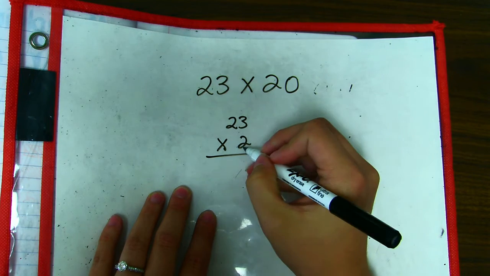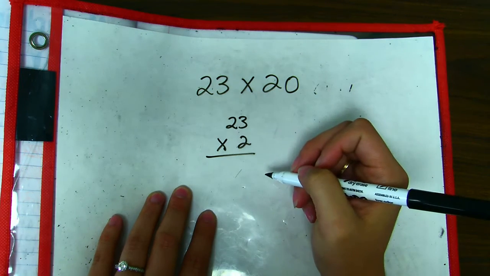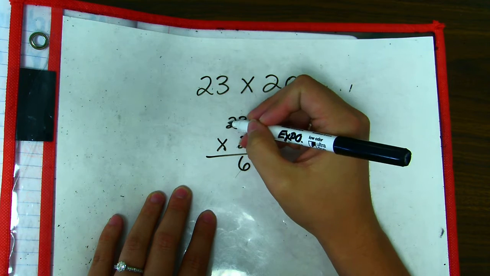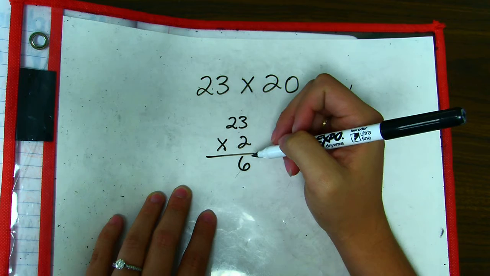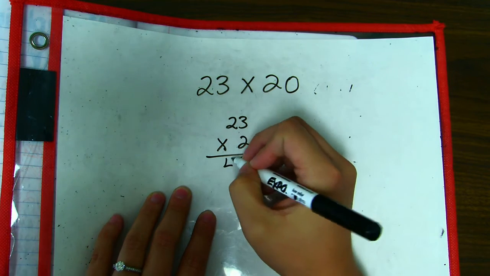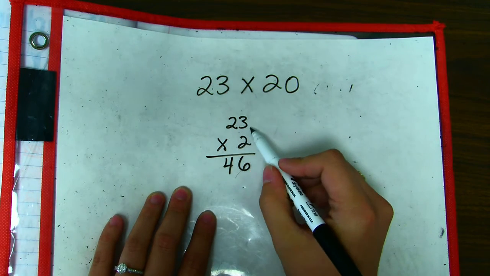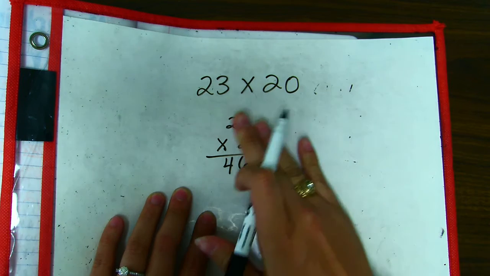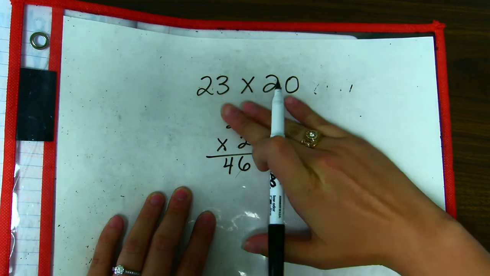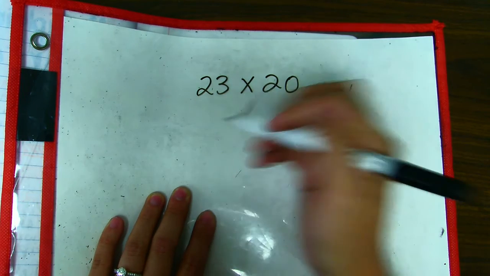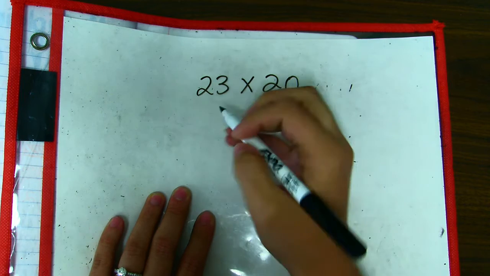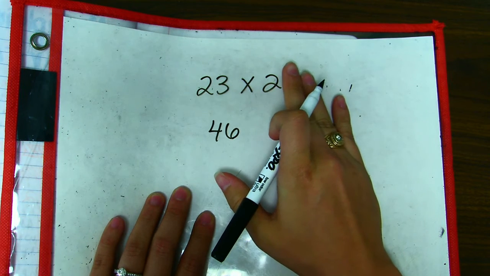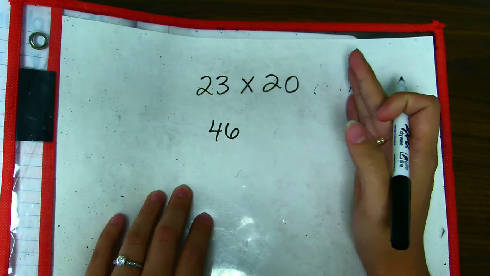So 23 times 2. I'm going to start with 2 times 3, and that equals 6. And then I'm going to do 2 times 2, which equals 4. So when I multiply 23 times 2, I get 46. So I have that part of my answer. Let me just erase that really quick. I won't forget it. So 23 times 2 was 46.